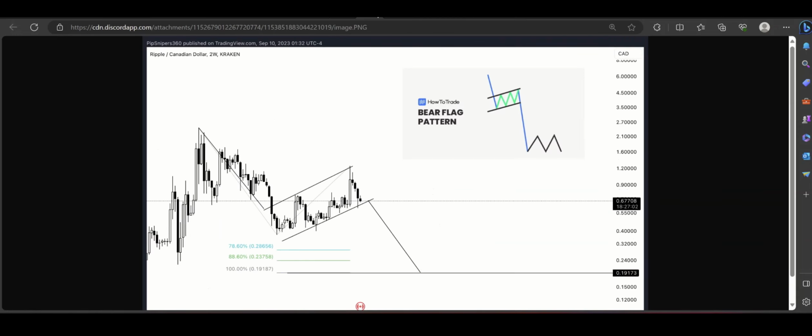Okay? Now, this is a continuation pattern. Don't mind the prices. These are in Canadian prices, but just want to show you what the pattern looks like. This is a bear flag pattern. So a bear flag continuation, and your 1-to-1 sits at around 13 cents US.